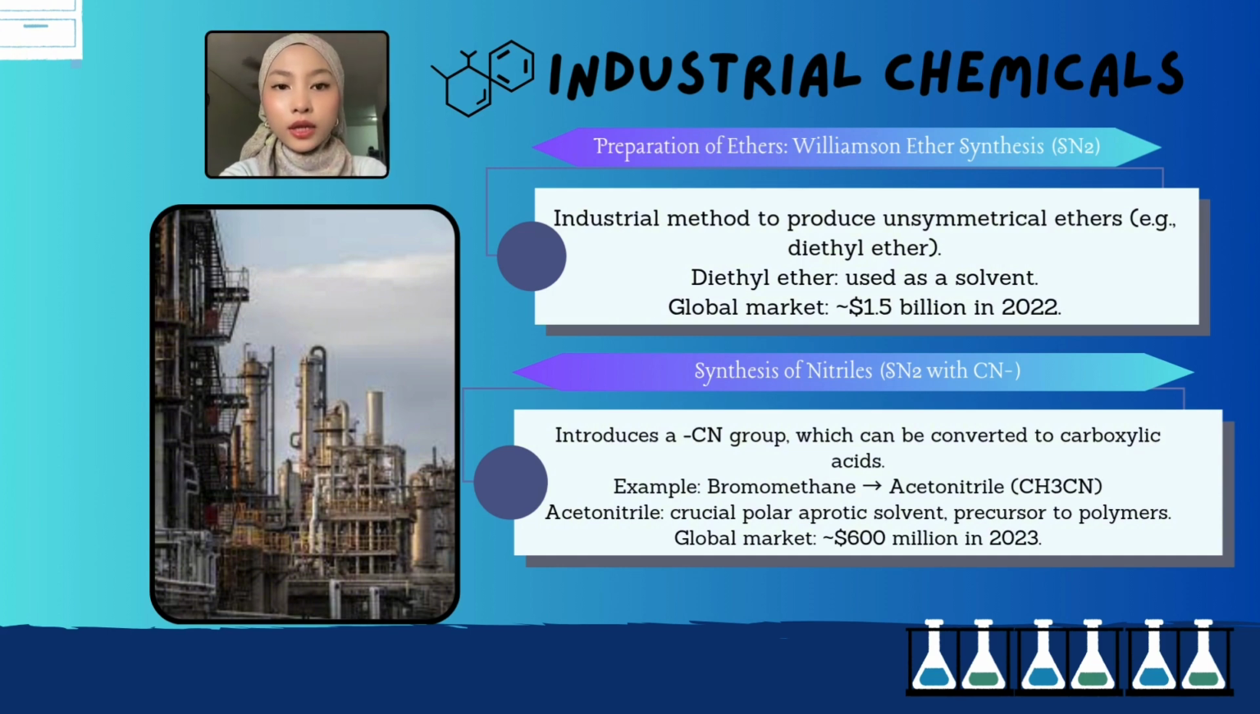Next, SN2 in nitrile synthesis. Another SN2 application is the synthesis of nitriles. Here, a halide is substituted with a cyanide ion to produce a CN group. For example, bromoethane can be converted into propionitrile. Acetonitrile is a super important polar aprotic solvent, and it's also a precursor for making polymers and is used in HPLC analysis. Its global market was around $600 million in 2023.